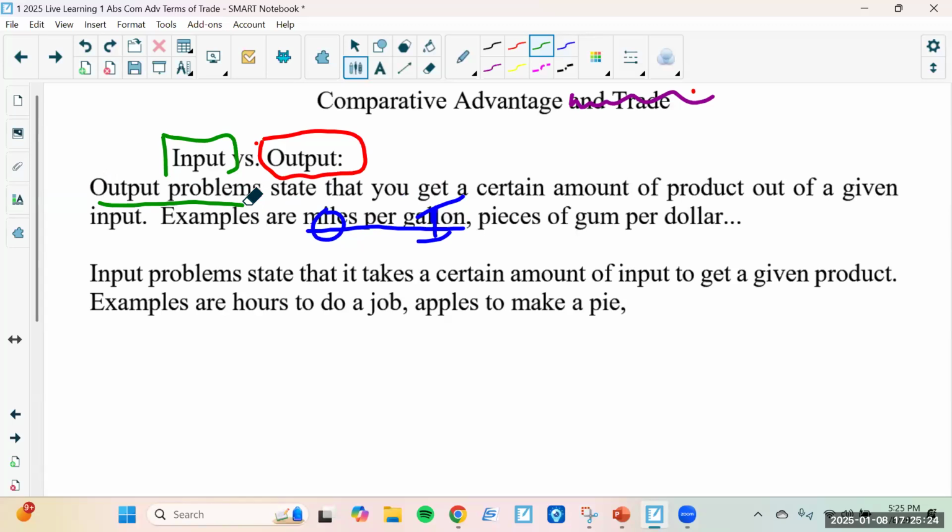If we're going to compare your car to my car, we're going to compare 1 gallon of gas. We're each going to put 1 gallon of gas in there. We're going to see how far you can go. We're going to see how far I can go. Okay. That's an output problem.